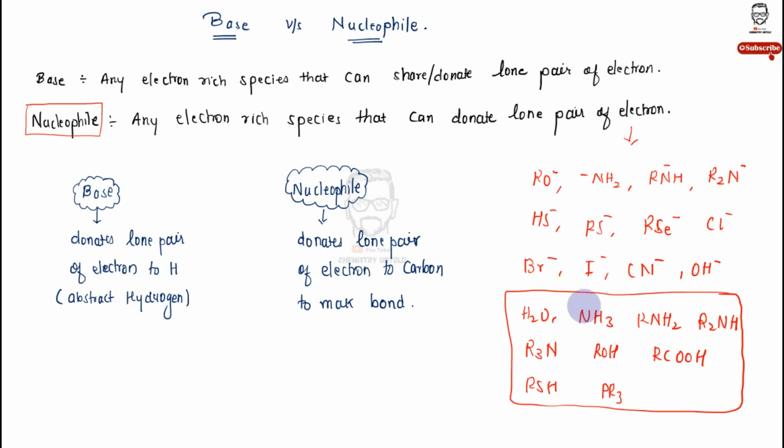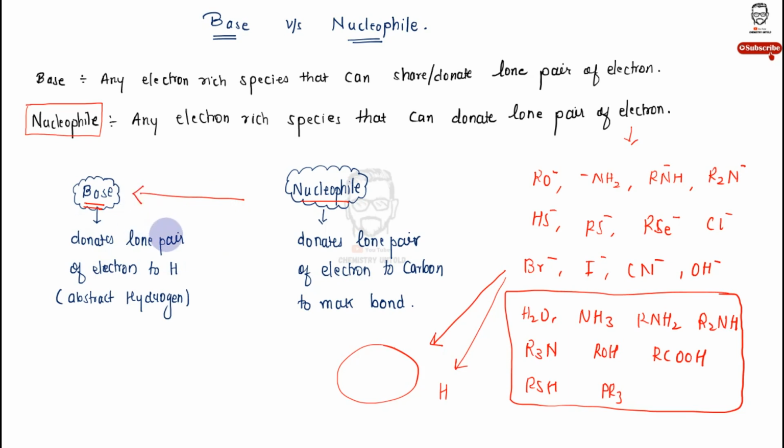What do we mean by an electrophile? An electrophile is any chemical species which is electron deficient and craving for electrons. So all these chemical species can share the lone pair of electrons with an electrophile. If they share their lone pair of electrons with hydrogen, or simply, if they are involved in acid base reactions, they will be called a base. So I can say a base is basically a subset of nucleophile.